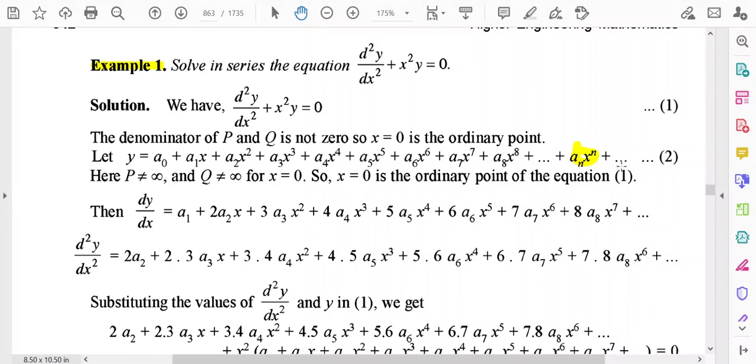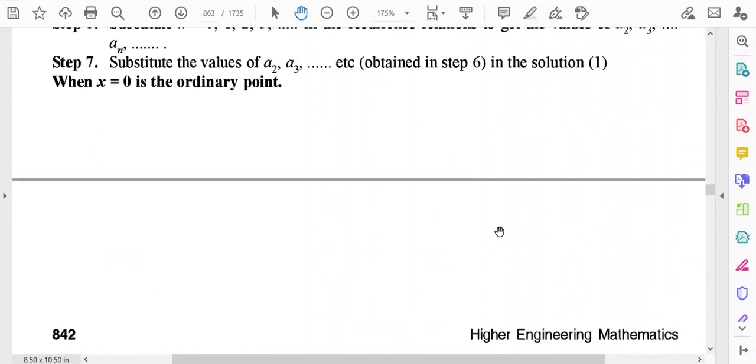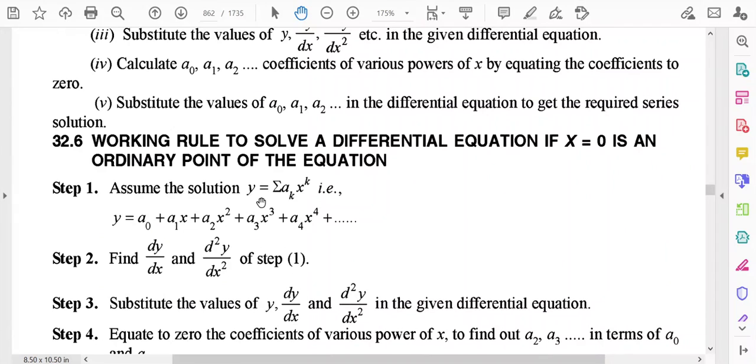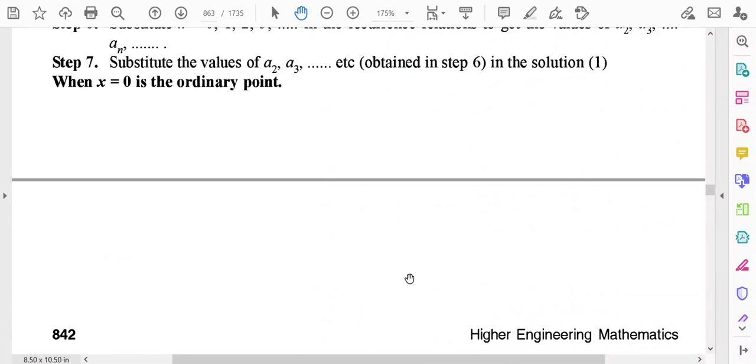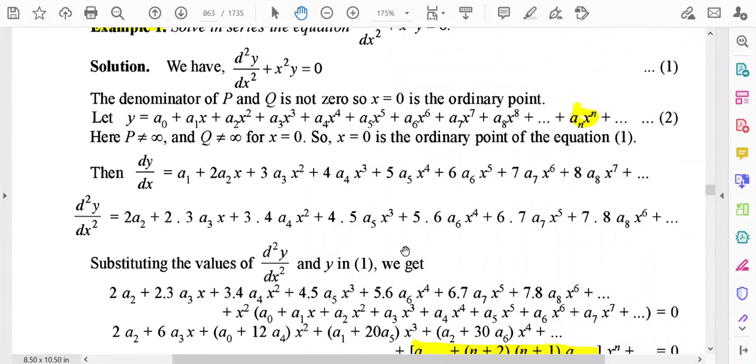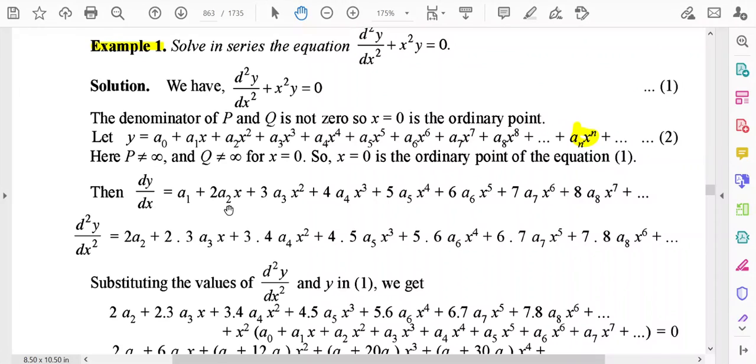We can also express this in a summation format, which was described in the working rule, meaning y is equal to the sum of a_k x to the power k. And then you can calculate dy by dx and d square y by dx square again in summation form. But we can also calculate in this format, that is, a1 plus 2 a2 x plus 3 a3 x square in this way. So we can also write the nth term. It has not been written here, but you can write n a_n x to the power n minus 1. Similarly, here also we have to calculate d square y by dx square from this series, and again you can show the nth term for d square y by dx square.